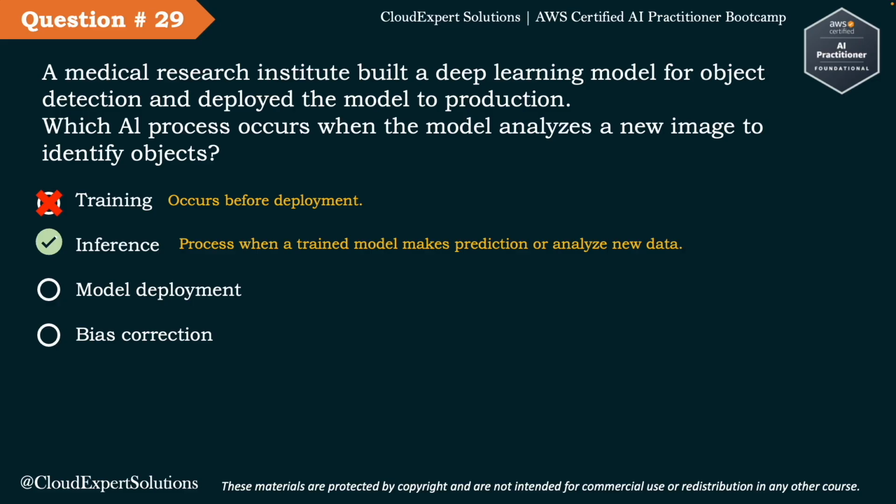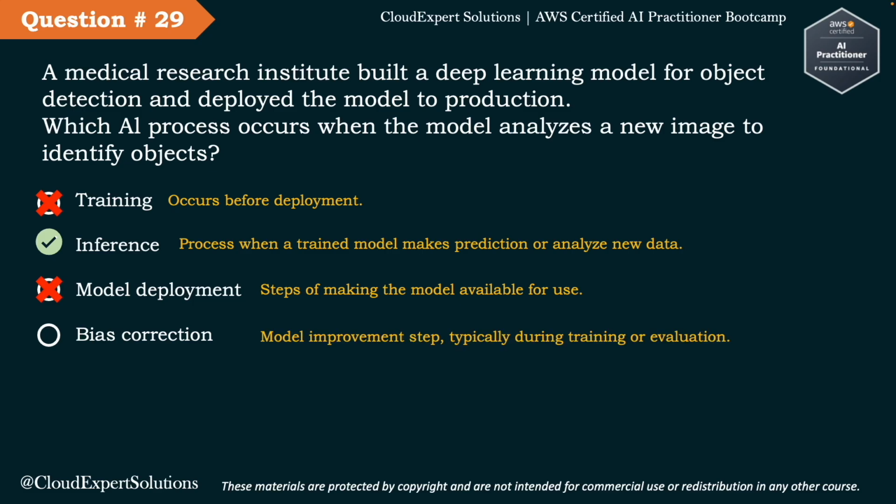Option number 3, model deployment. Model deployment is the step of making the model available for use or hosting on endpoints. That means when you are deploying the model to production, that's called model deployment. Hence, this is also not the correct option. And the last option, bias correction. Bias correction is a model improvement step typically during training or evaluation. That is why this is also not the correct option.